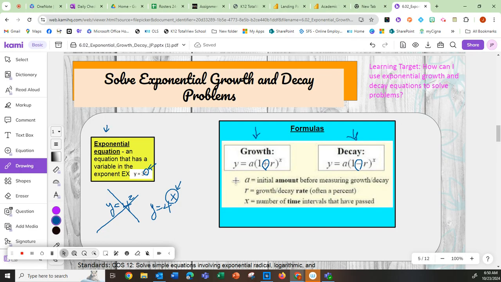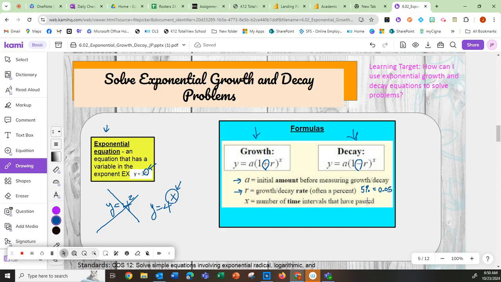So let's talk about the variables in the equation. A is the initial amount before measuring growth or decay. R is the rate of growth or decay. One thing you have to remember is if they tell you that the growth rate is 5%, you have to remember to change that to a decimal.